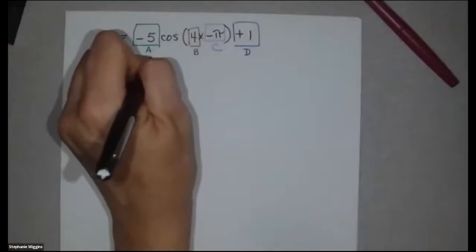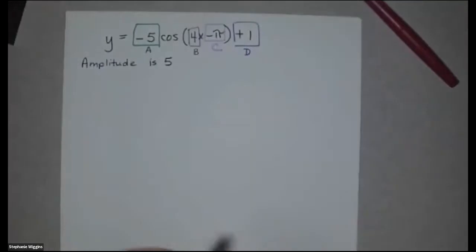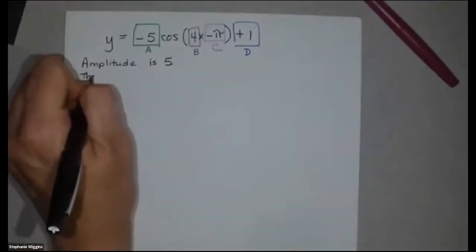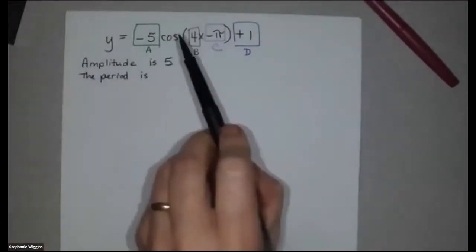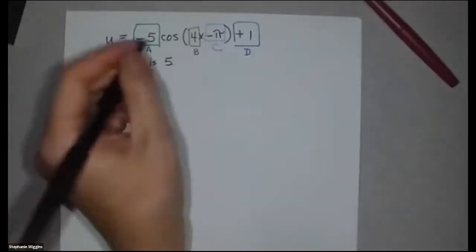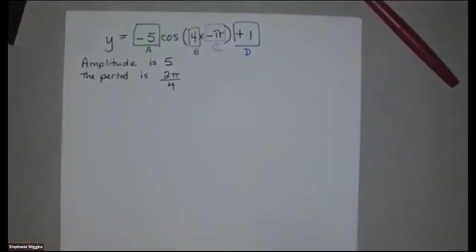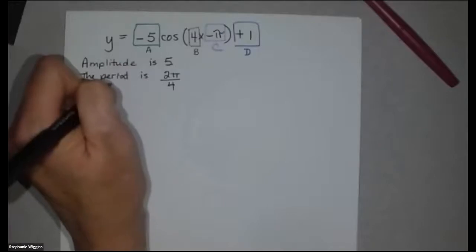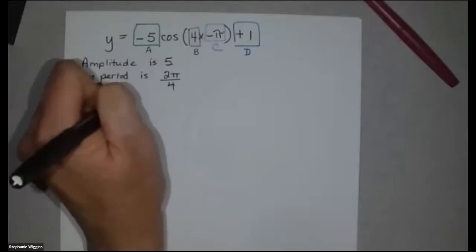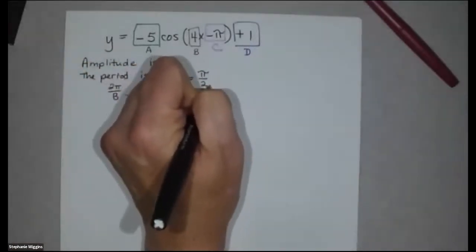Well, the amplitude is the absolute value of A, so that would be 5, okay? The period is, okay, first off, cosine has a period of 2 pi, so I know that's going to be 2 pi, but then I have to divide it by my B value, which in this case is 4. Okay, and so that is equal to pi over 2. That's my period.